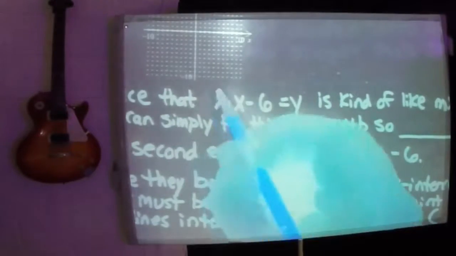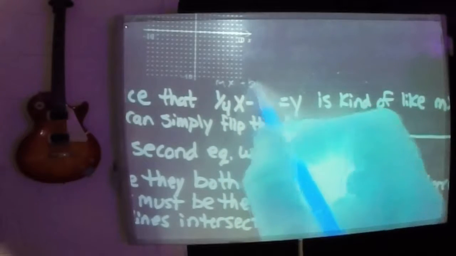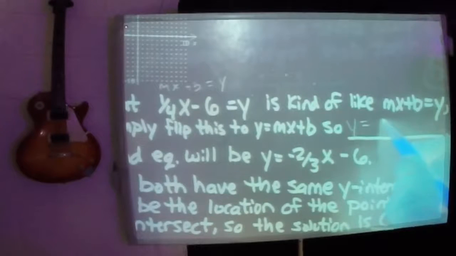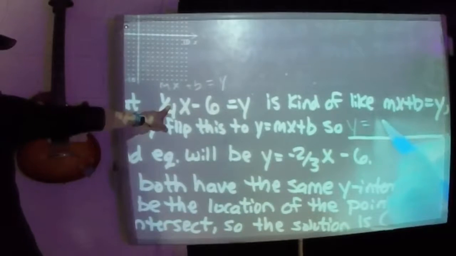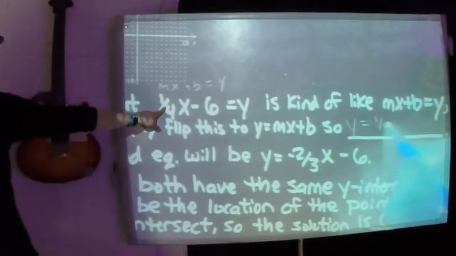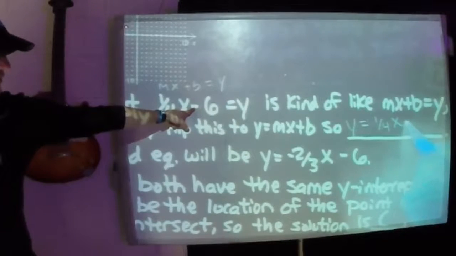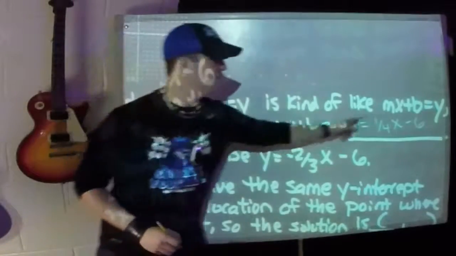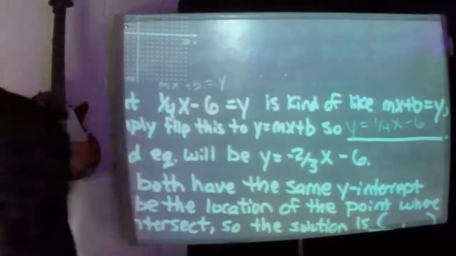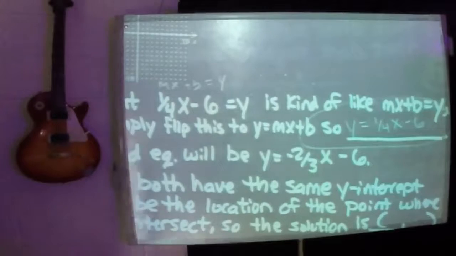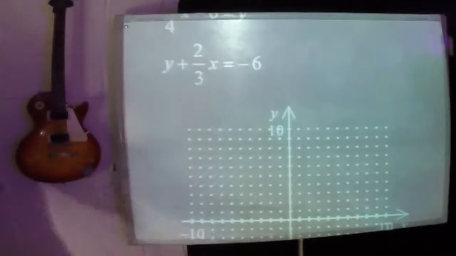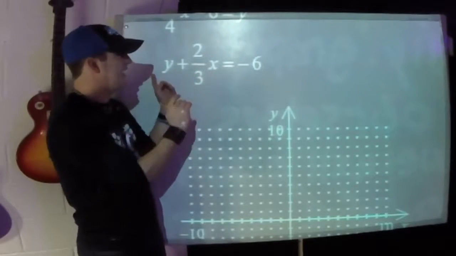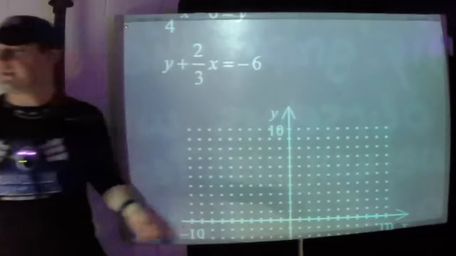So what you can really do is say, hey, that's mx plus b equals y. So really I can just write it as y equals mx plus b, which is y equals 1/4 x minus 6. There you go, that's what we're going to graph. And the other equation, which you've kind of got the hang of, is y equals -2/3 x minus 6.